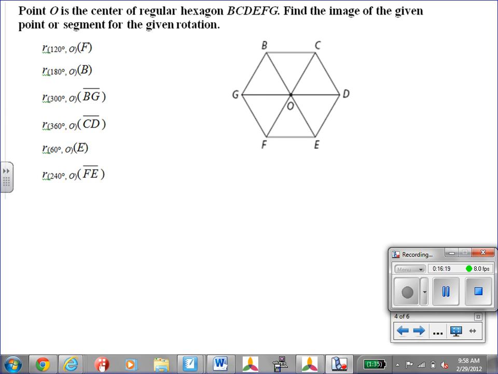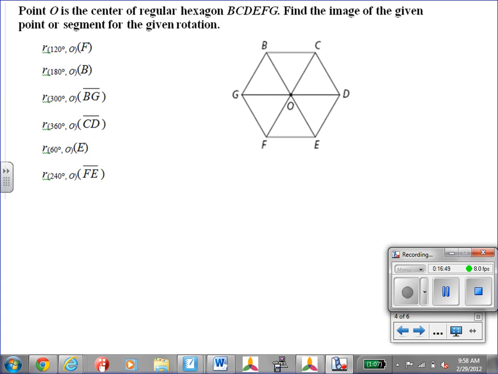Okay, so then all the rest of this should make perfect sense too. If we're doing a 180 degree rotation from B, where will we end up? E. Right? If you're doing a 300 degree rotation for BG, the whole entire line BG, which is this outside line, okay, so if I move it down to here, that would be 60, 120, are we getting this? 180, what would this be?